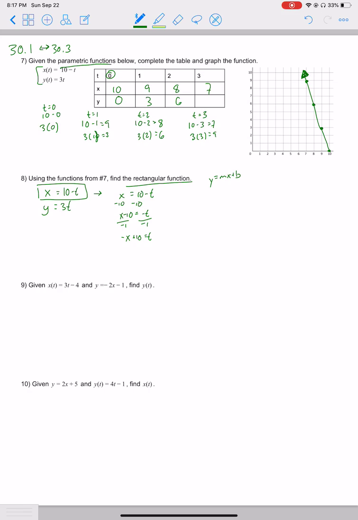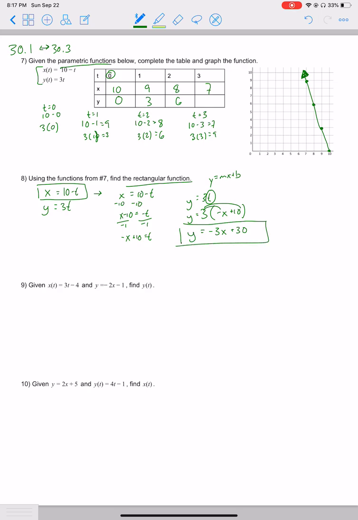So then what we do next is plug it back into y. So we have y equals 3t, and we plug it in for t. So we get minus x plus 10, where t used to be. And then we can distribute that to get y equals negative 3x plus 30.